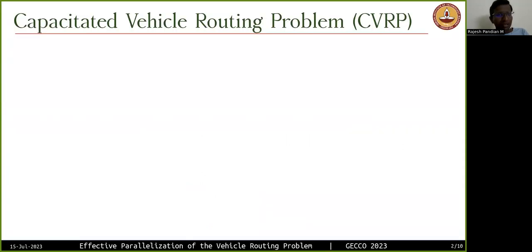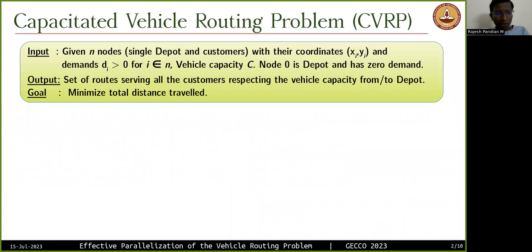Let's get started. The capacitated vehicle routing problem, or CVRP for the rest of the talk, is as follows. What is the input? Input contains n nodes, which includes the depot and the set of customers scattered on a two-dimensional plane along with their xy coordinates. Each customer has a non-zero demand. The vehicle has a maximum capacity limit for each trip. Node 0 is called the depot, and note that it has zero demand.